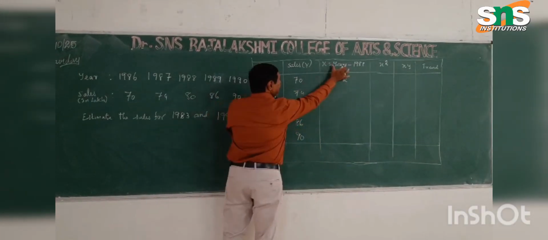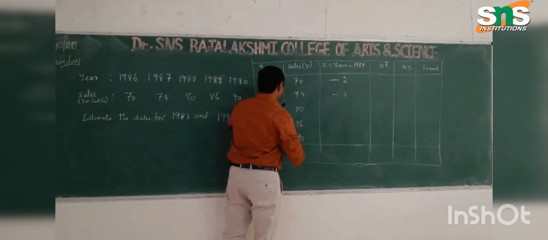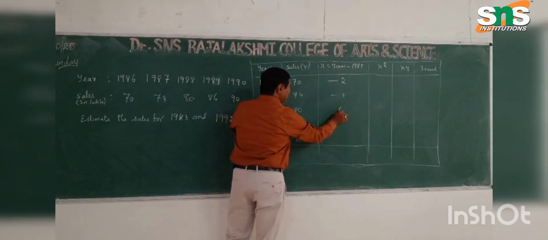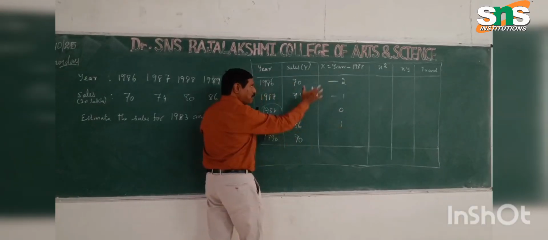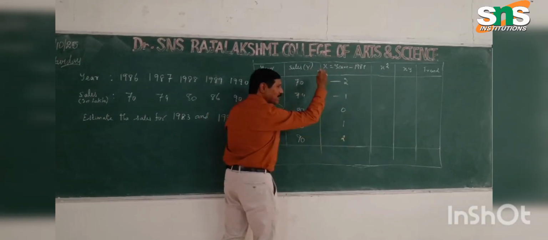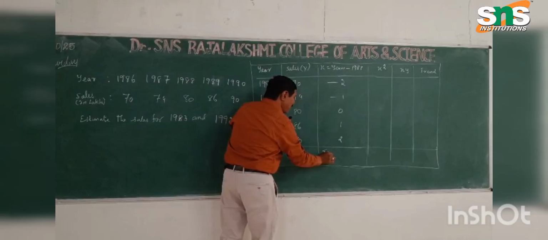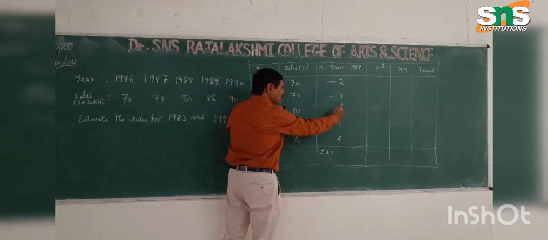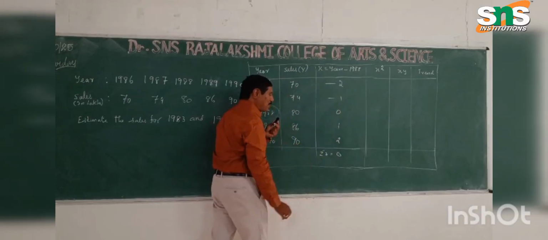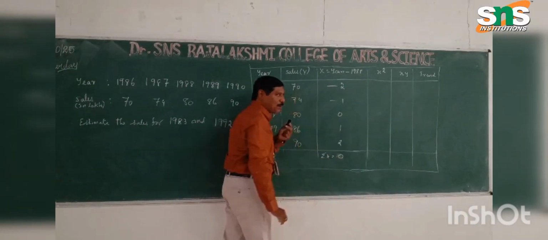Then 87 is the year: 1987 minus 88 is minus 1. 1988 minus 88 is 0. Then 89 minus 88 is 1. 1990 minus 1988 is 2. These are the x values. So what is the sum of these values? Minus 1, minus 2, plus 1, plus 2 is 0. Therefore sum x becomes 0. So that's the purpose.